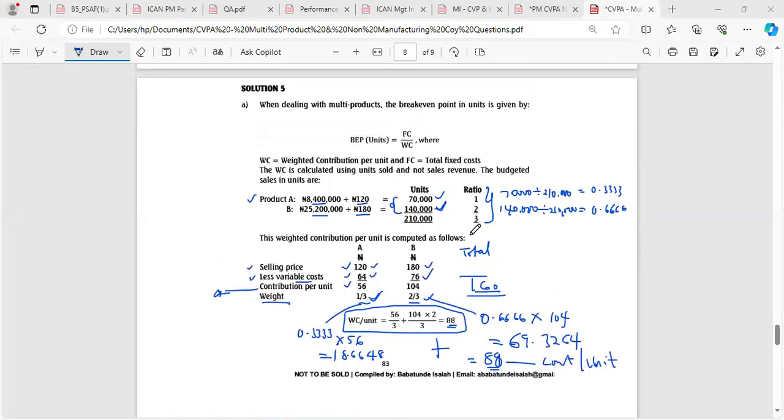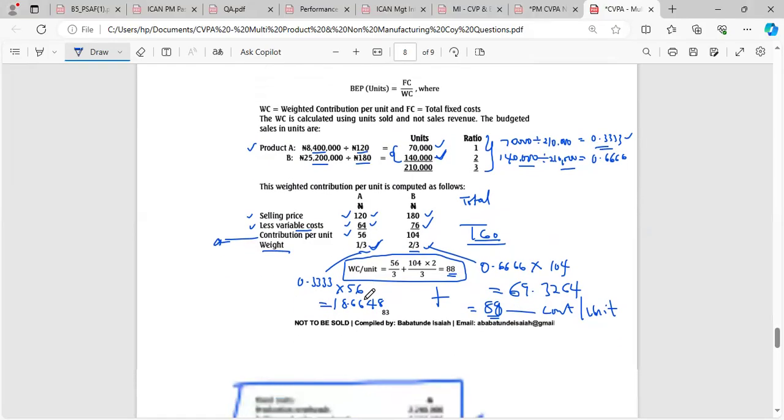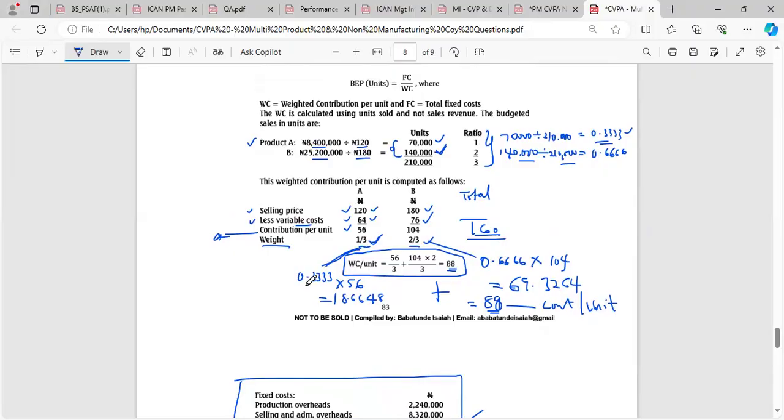Okay, so we did 70 divided by 210. That's how we got 0.3333. Then you will do 140 divided by 210, and you get 0.6666. All right. So this place where I can put 1 over 3, you put 0.333 there. That's what we computed. This part where I can put 2 over 3, you put 0.666. Okay, so those are the figures.